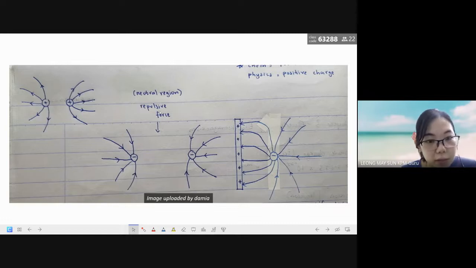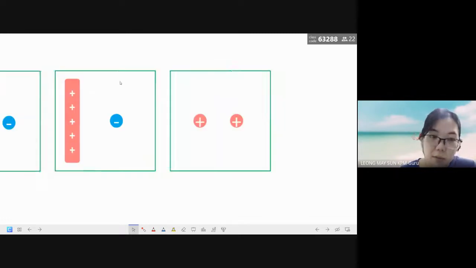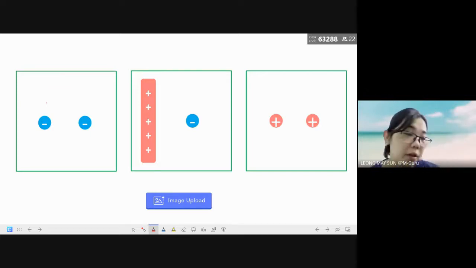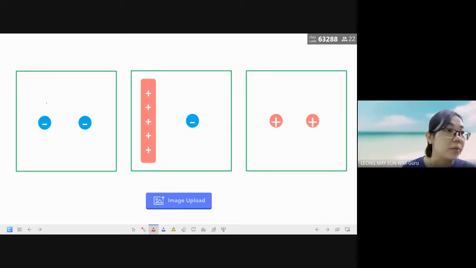All right, so for Damia, I'm just going to draw here first. If you want to send to WhatsApp for me to check, you can send it to WhatsApp. I'll try to put it in. So I'm going to show you my answers first for the rest of you. I'll try to draw as properly as I can.